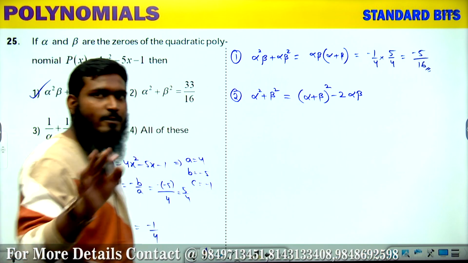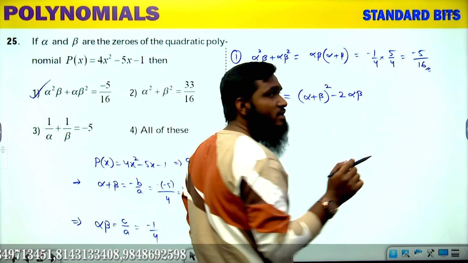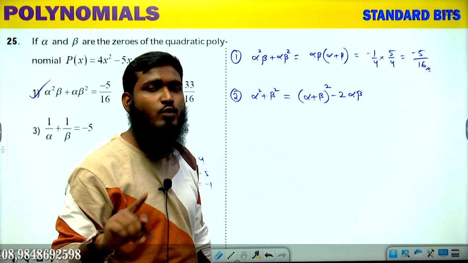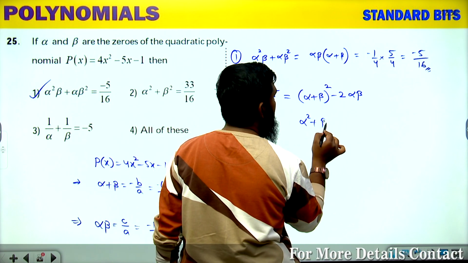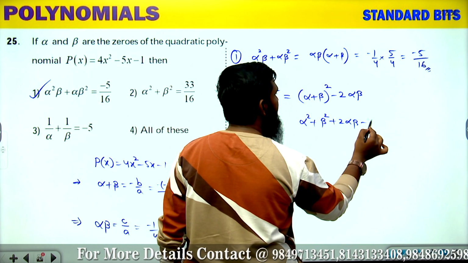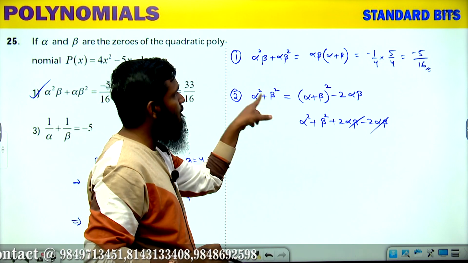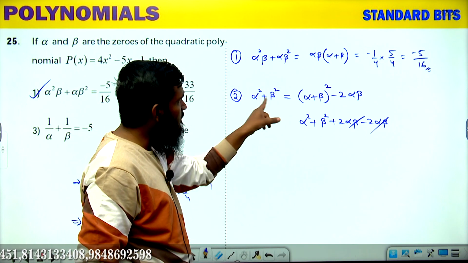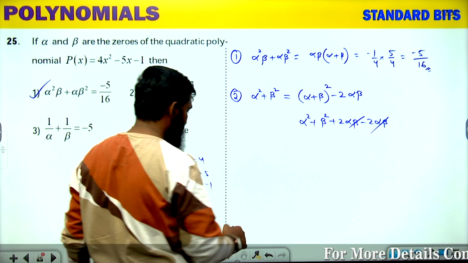How we can write this part, I will be explaining to you. Listen carefully, because it is looking like a plus b whole square. What is the formula for a plus b whole square? We are having a square plus b square plus 2ab. So we are writing this part a square plus b square plus 2ab. Already we are having minus 2 alpha beta. This part gets cancelled. What is left? Alpha square plus beta square. So whenever we are having alpha square plus beta square, directly we can write that part.